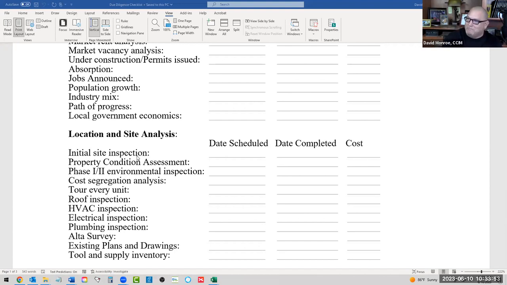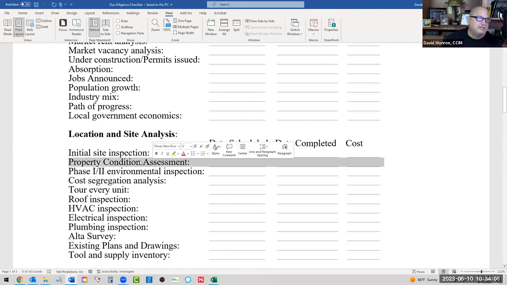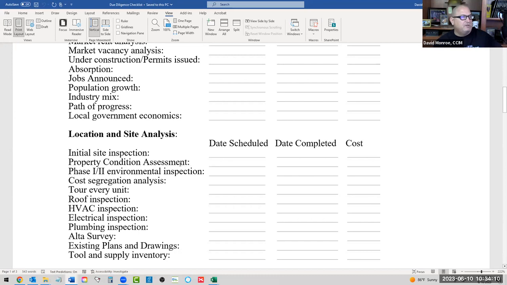That could go wrong really quickly. Okay, so do not allow your inspection priority to be that property condition assessment. That's just for the lender.